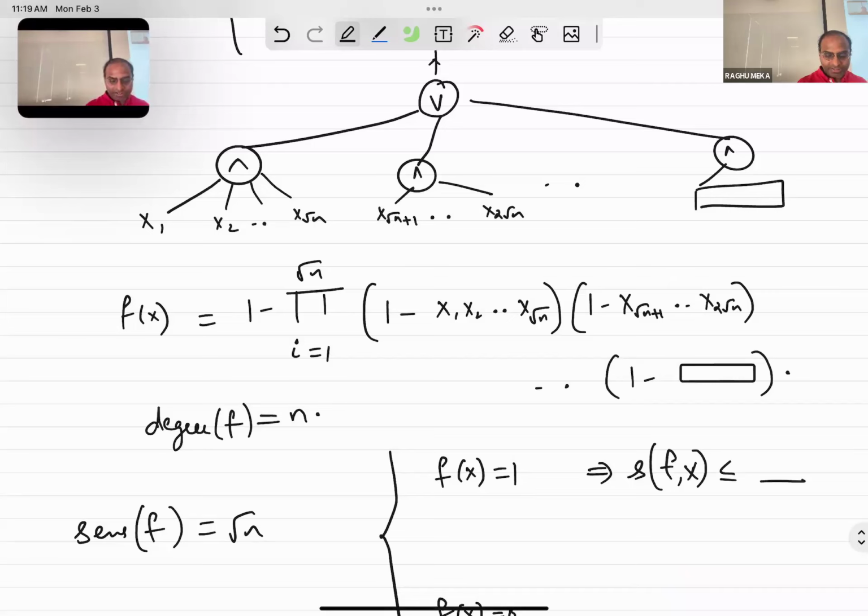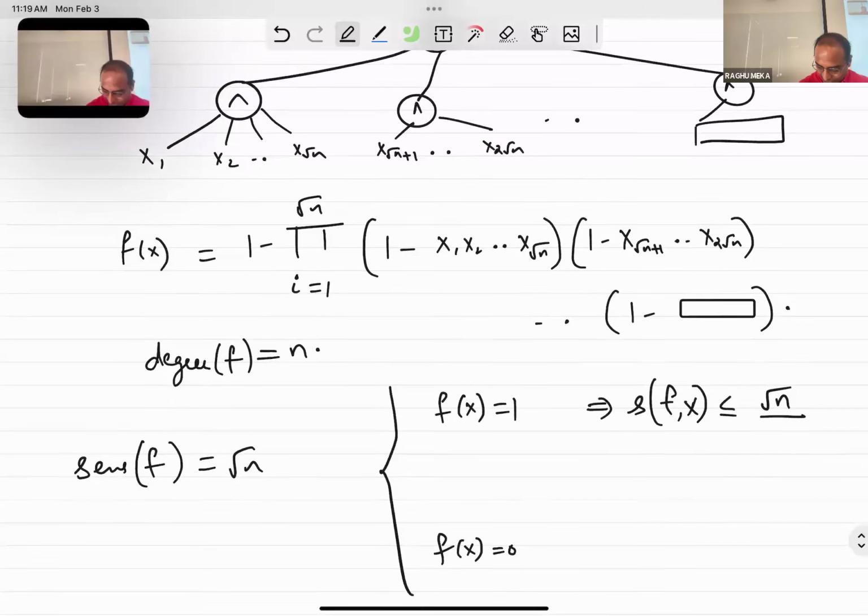So how bad can the sensitivity be? If the function evaluated to 1, then one of these ANDs must be 1s. I'm saying that implies that the sensitivity is small. Why? You have to change one of these ones, right? Otherwise, the function is not going to change. So that means that the only coordinates that can actually change the function must be inside it. Okay. So this is at most root n, right?